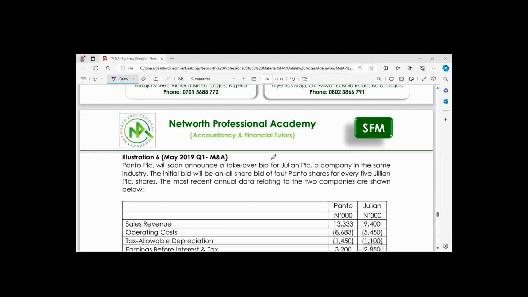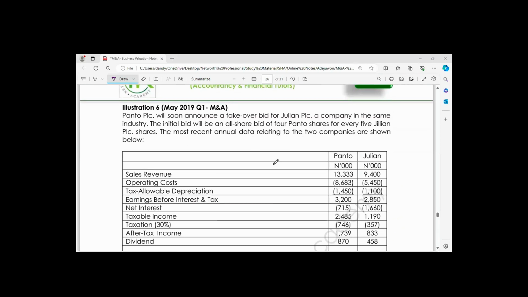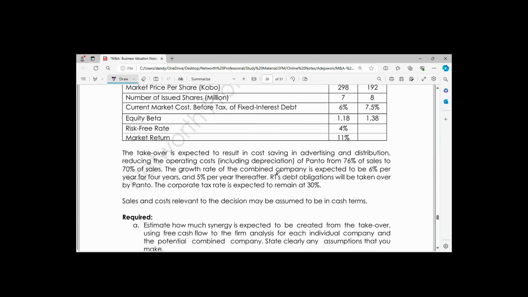Okay, thank you. Panto PLC will soon announce a takeover bid for Julian PLC, a company in the same industry. The initial bid will be an all-share bid of 4 Panto shares for every 5 Julian PLC shares. The most recent annual data relating to the two companies are shown below. The takeover is expected to result in cost saving in advertisement and distribution, reducing the operating cost, including depreciation of Panto from 76% of sales to 70% of sales. The growth rate of the combined company is expected to be 6% per year for 4 years and 5% per year thereafter.